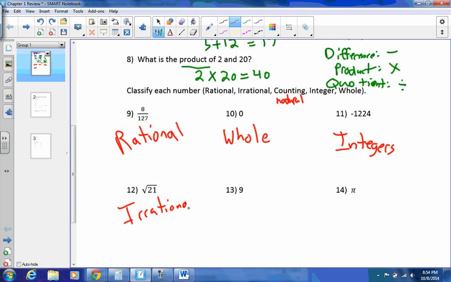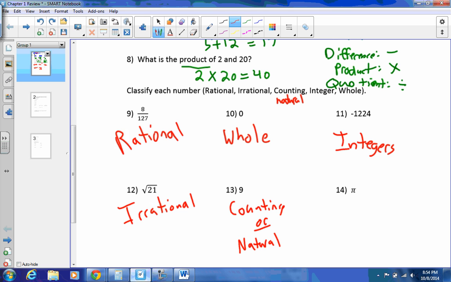All right, we're almost done with this. 9 is just a counting number. All right, so we can say counting or natural. Positive counting number, or we could say it's a natural number. They are the same things.